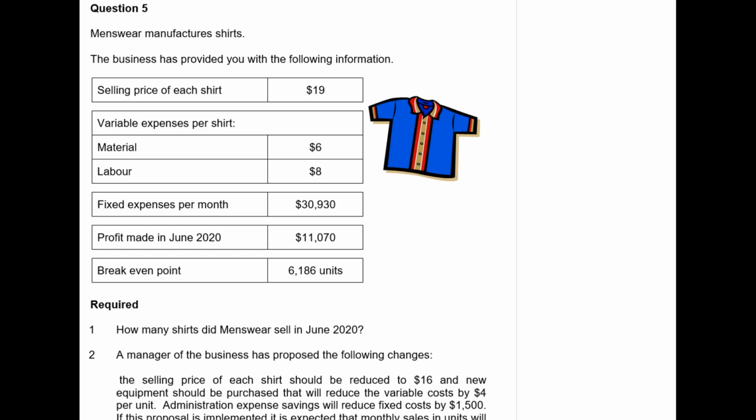In this video, I'm going to discuss question number 5 from page number 53. Menswear manufactures shirts. The business has provided you with the following information. You know that their selling price for each shirt is $19.